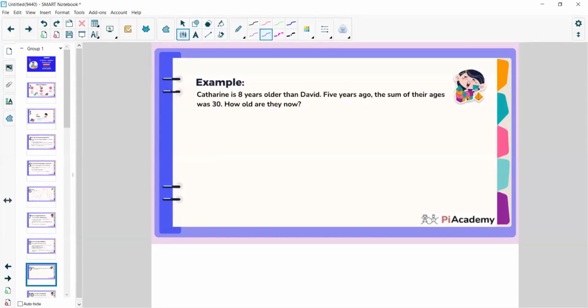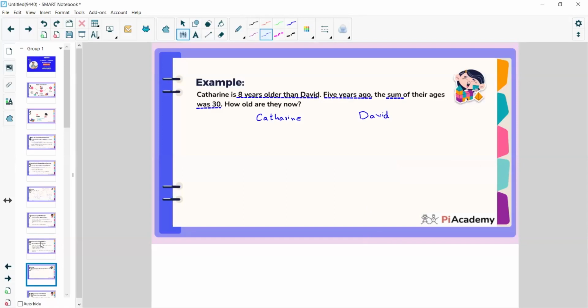All right. Let's see the problem over here. Catherine is 8 years older than David. 5 years ago, the sum of their ages was 30. How old are they now? So how many people do we have over here? We have Catherine, and then we have David. Okay. What is the first step we need to do?